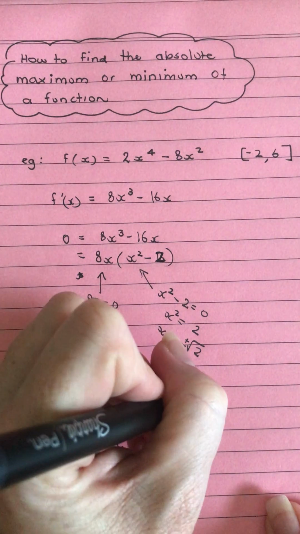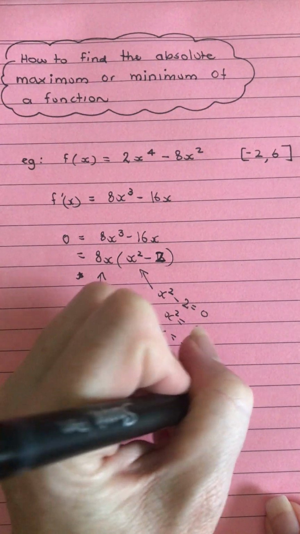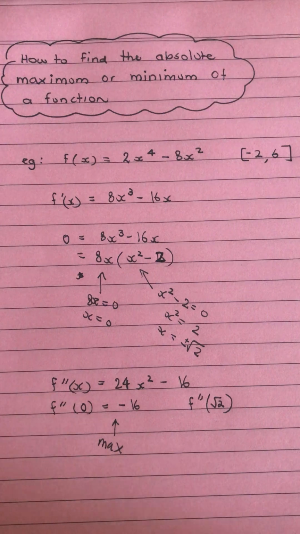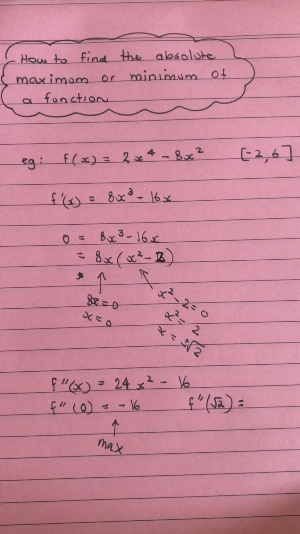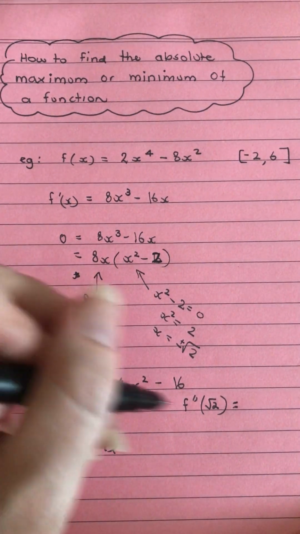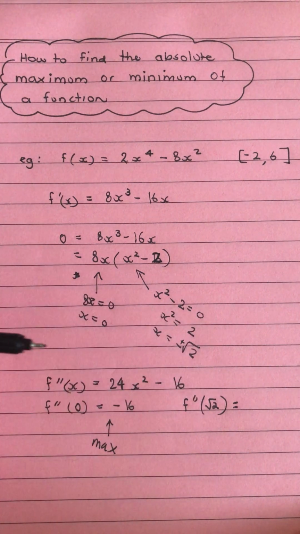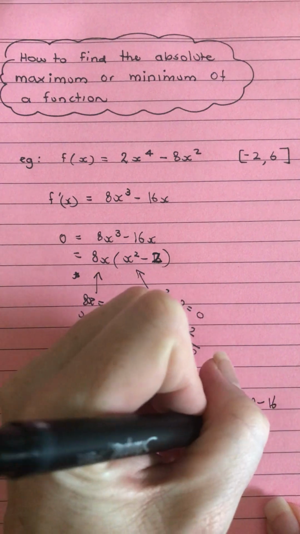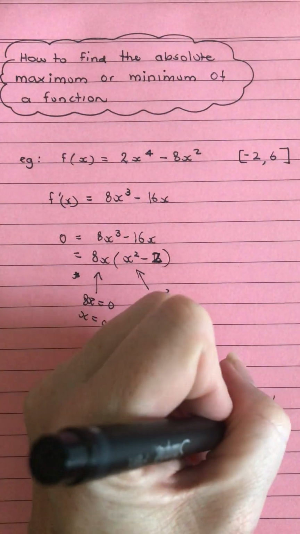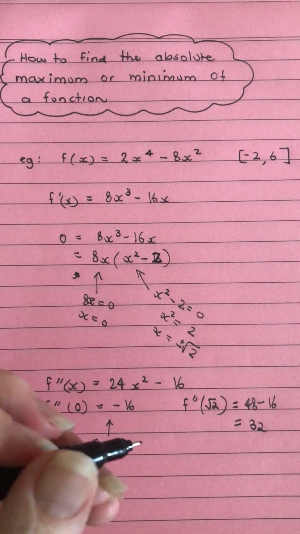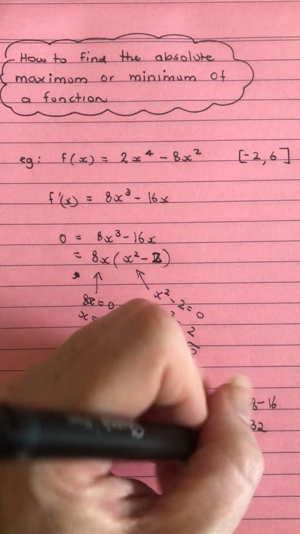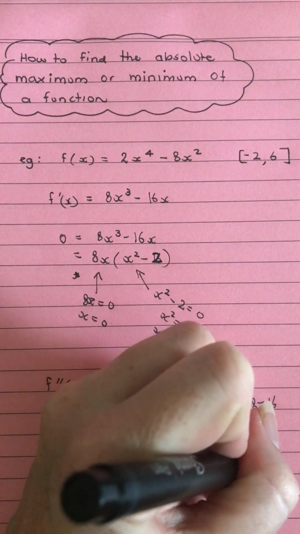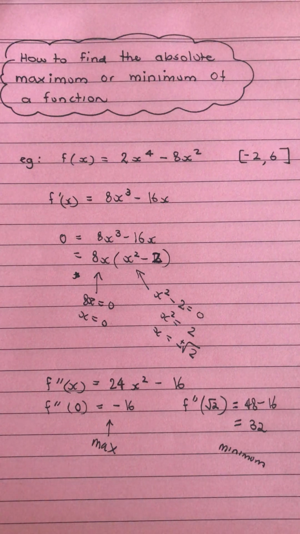Then we're going to put in our square root of 2, and like I said, I don't have to do both the positive and the negative because they're going to get the same answer. So I'll put that in. Obviously, when I square the square root of 2, I'm going to get 2. 24 times 2 is 48. Take away 16, and that's going to give me 32 for both of those. So that means they are going to be a minimum for that.